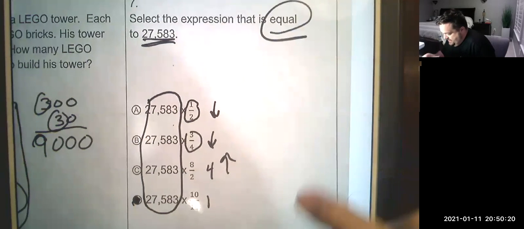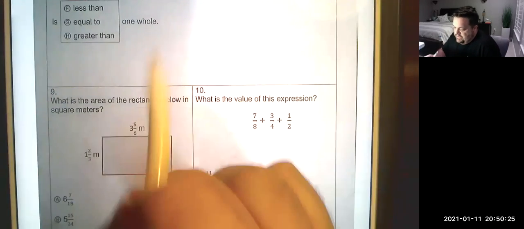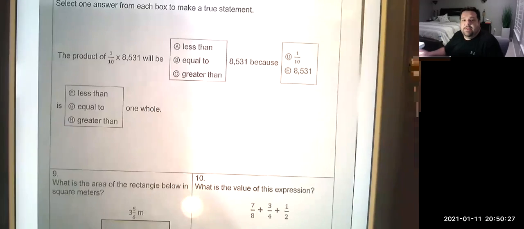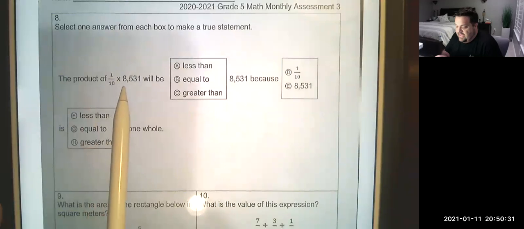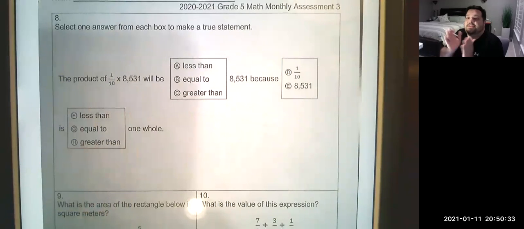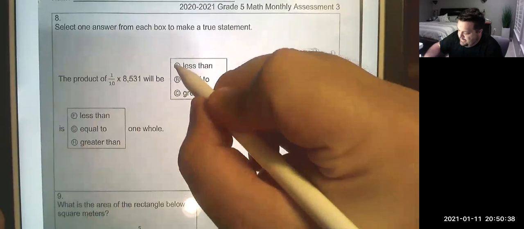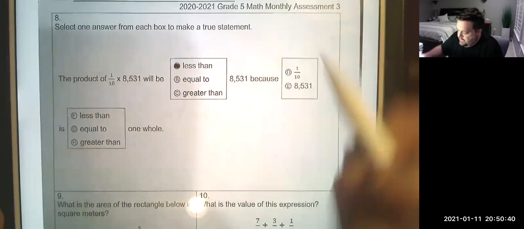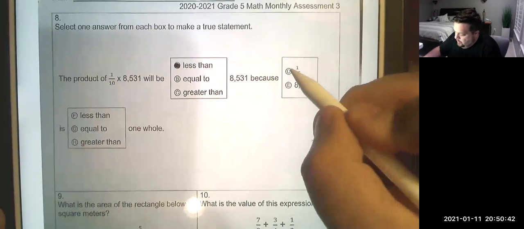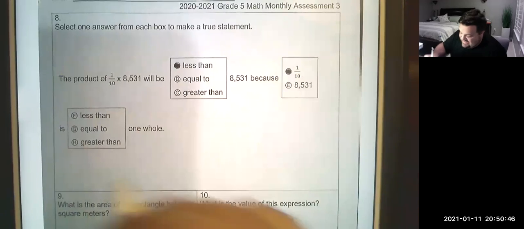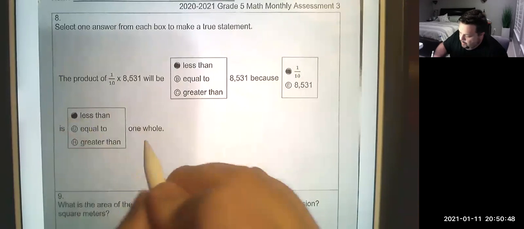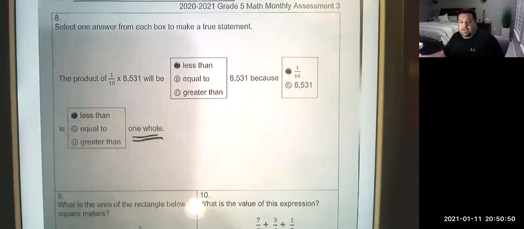All right, let's keep it going. Let's see here. Select one answer from each box to make the statement true. The product of 1/10 times 8,531. This is the rule. You got to remember the rule. It always gets less than. Less than. That is because 1/10 is less than one whole. Those are the key words, right?